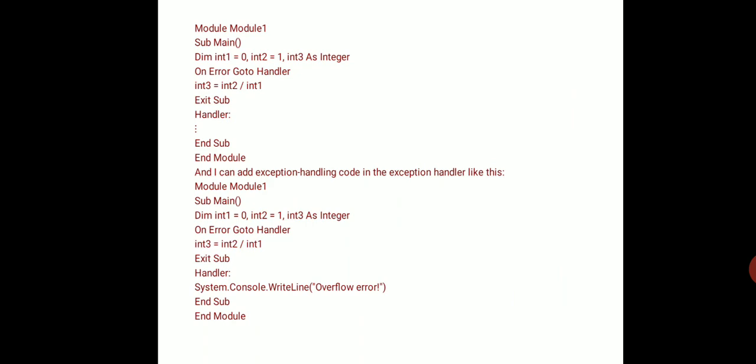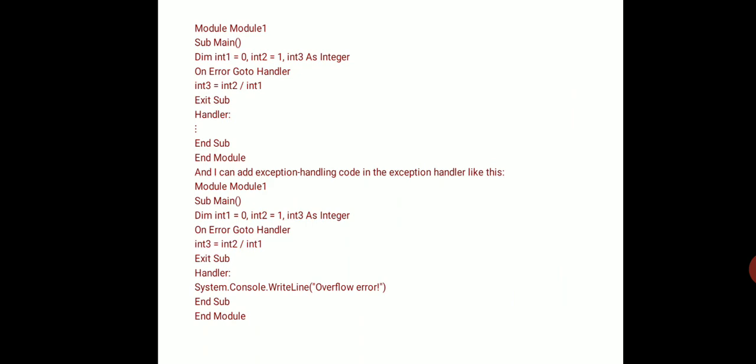Here is one example. Int 1 equal to 0, int 2 equal to 1, int 3 as integer. On error go to handler. See, on error go to line, where line may be a line number or any label. So here on error go to handler, and handler is the label. Int 3 equal to int 2 divided by int 1, exit sub, handler.